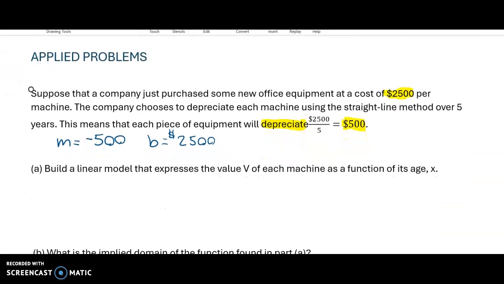Part A says to build a linear model that expresses the value, V, of each machine as a function of x. So we're finding V of x. Lucky us, we already know our rate of change and our y-intercept, and we have our model f of x equals mx plus b to follow. m is our slope, b is our y-intercept. And we can just fill in negative 500 x for years, and then plus 2,500, our starting value.